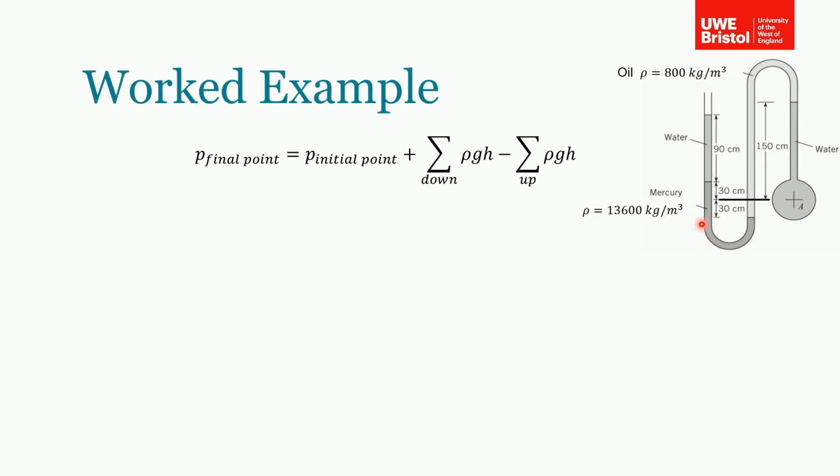Now just notice on the bends, if you consider the mercury here, we don't need to consider this because the pressure here will be the same as the pressure here. Okay, so we don't need to do that bit. And likewise with the oil, we don't need to consider anything in the actual U bend because the pressure here will be the same as the pressure here. So it's just the bits in the middle that we need to do.